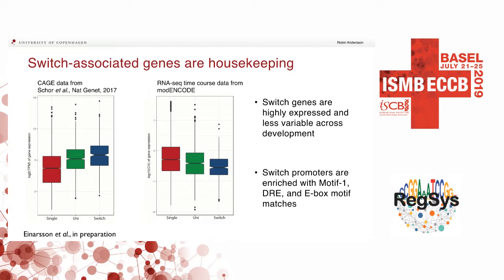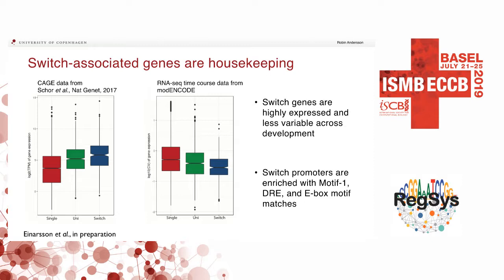So what kind of genes are these? We can see that compared to other eQTL-associated genes, they tend to be more highly transcribed. They tend to be less variable across development, suggesting that these are more housekeeping-like genes. There's also an enrichment of certain core promoter elements like motif 1, DRE, and E-box that are also well characterized in Drosophila as housekeeping core promoter elements.